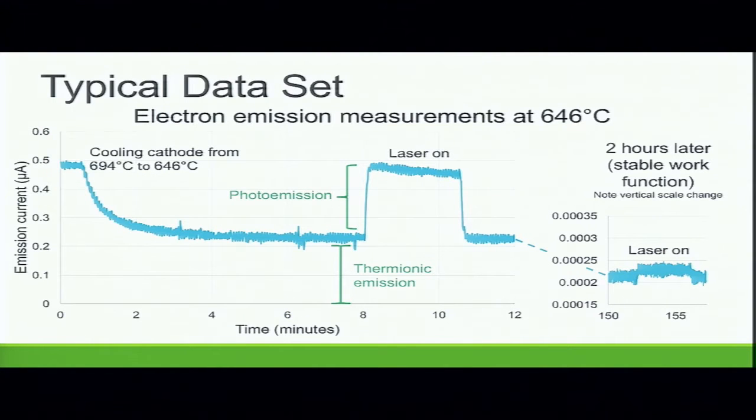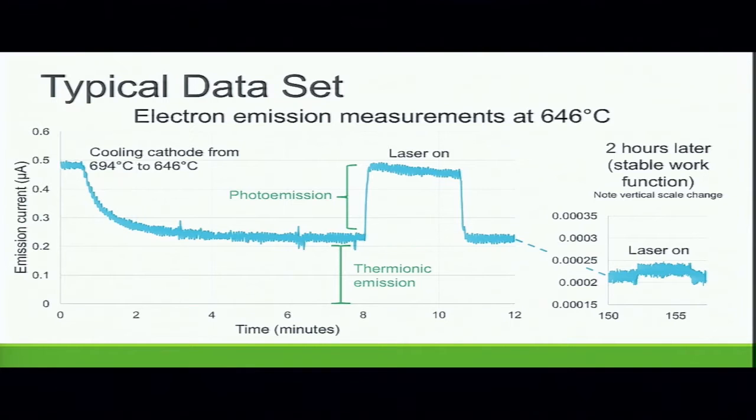Each of these data sets are taken at different temperature levels, and we cool the cathode throughout the experiment. So we start here by cooling the cathode from the previous temperature, and we immediately see a drop in thermionic emission. As soon as this is settled, which means the temperature is settled, we take a little first photoemission measurement by turning the laser on.